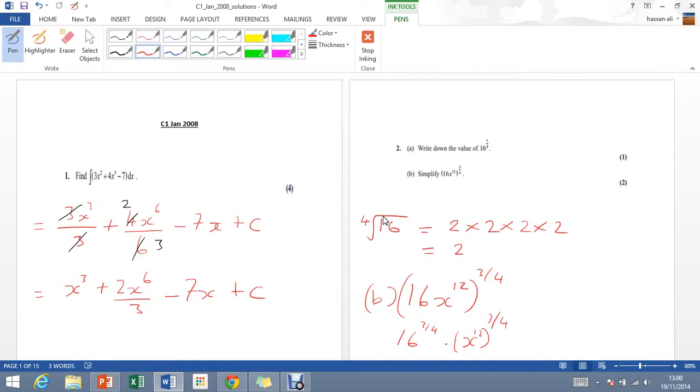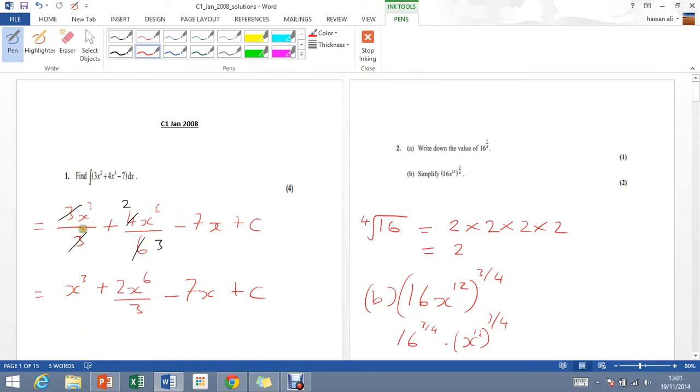Right, for the first one, it's asking you to integrate 3x squared plus 4x to the power of 5 minus 7 with respect to x. Remember, with integration you add 1 to the index and divide by the new power. So 3x squared, 2 plus 1 is 3, then you divide by 3, plus 4x to the power of 6 divided by 6, minus 7x, and then you plus c. Do not forget this plus c.